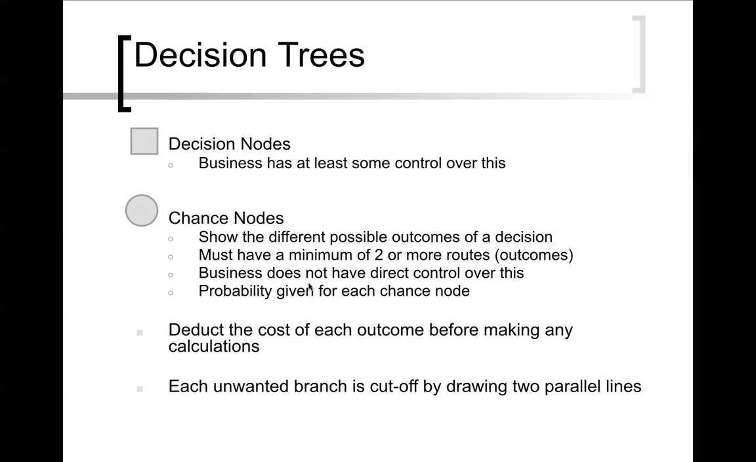Every chance node will have probability, and each chance node will have probability that adds up to 100%, which we'll look at a very, very simplistic example next. You will then deduct the cost of each outcome before making any calculations to find out the return. And then you will mark off each unwanted branch by drawing two parallel lines through that. Again, very confusing, but I'll show you a simplistic example and we will go through a little bit of it and definitely practice it when we're together.